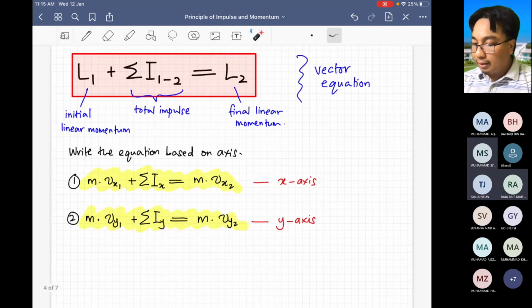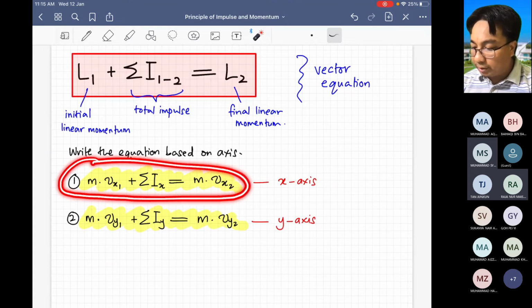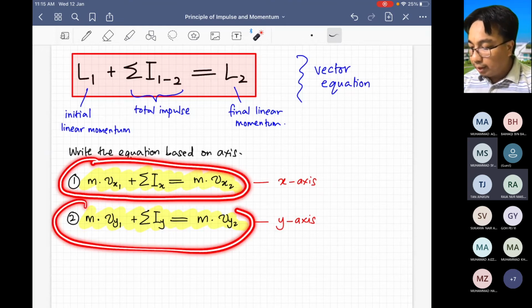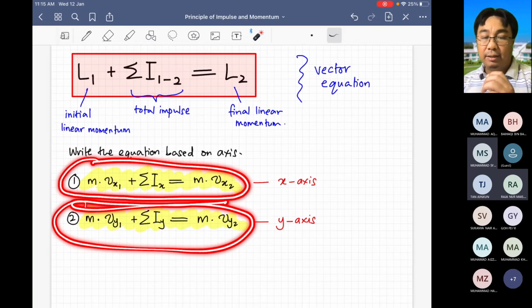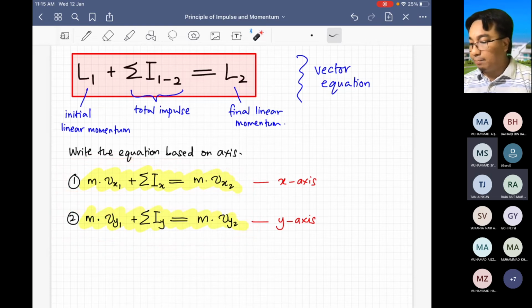So in this case, that is why we have to write two equations based on kita punya axis lah, sebab dalam dynamics ni kita hanya belajar two dimensional problem. So if you are in later stage you belajar tentang three dimensional problem, then you akan ada satu lagi equation iaitu untuk z axis. Okay, tapi dalam case untuk kelas kita hanya fokus kepada dua axis ini sahaja. Okay, so saya harap this is clear.